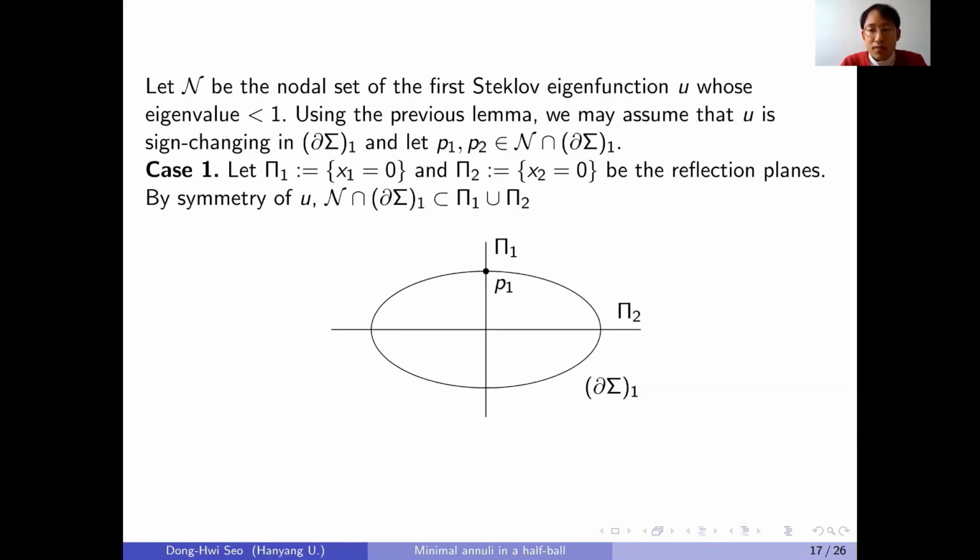Then, by the symmetry of the first eigenfunction, we have P2 in a reflection plane, and there are no other nodal points in this boundary component. So U has fixed sign in this side, and also U has fixed sign in this side. In addition, we have the symmetry of the first eigenfunction, so the two signs should be the same. So U is not sign changing in this boundary component. It is a contradiction to our previous lemma.